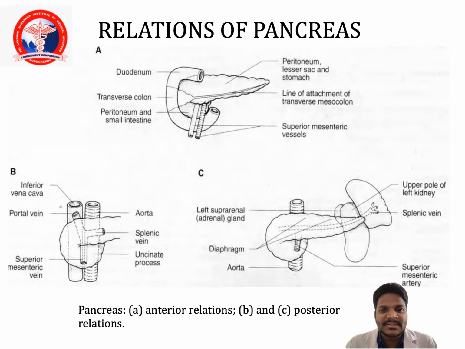The superior mesenteric vessels are seen to course posteriorly to the body of the pancreas and cross over the uncinate process. The posterior relations include the aorta, splenic vein, and the uncinate process anteriorly. And posteriorly, you have the suprarenal gland and the diaphragm.